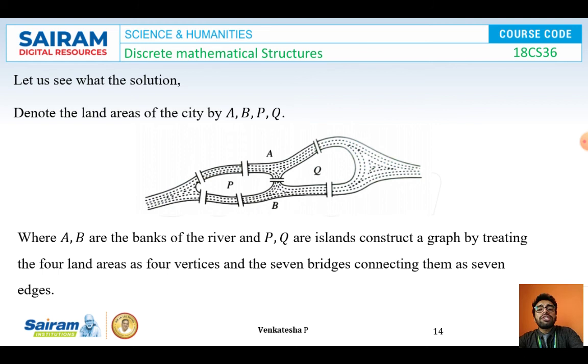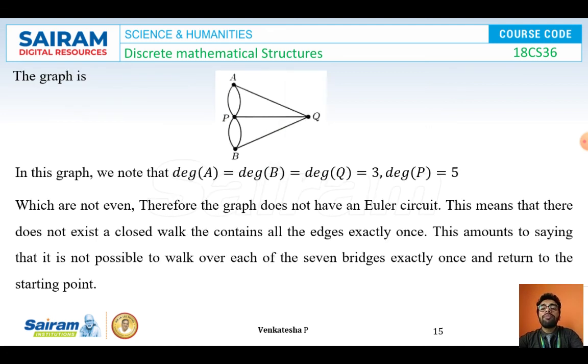So first check the problem. In this figure we can see that it has four partitions A, B, P, Q, and these denote the land areas of the city divided by the bridges. Here A and B are the banks of the river and P and Q are islands. So with this condition I'm going to construct a graph by treating these four land areas as four vertices and these seven bridges as the edges of the graph. After plotting the four vertices and seven edges, I got this graph.